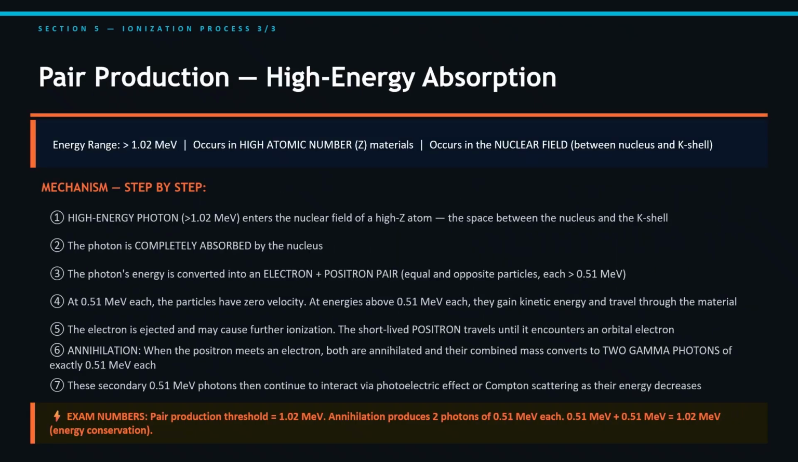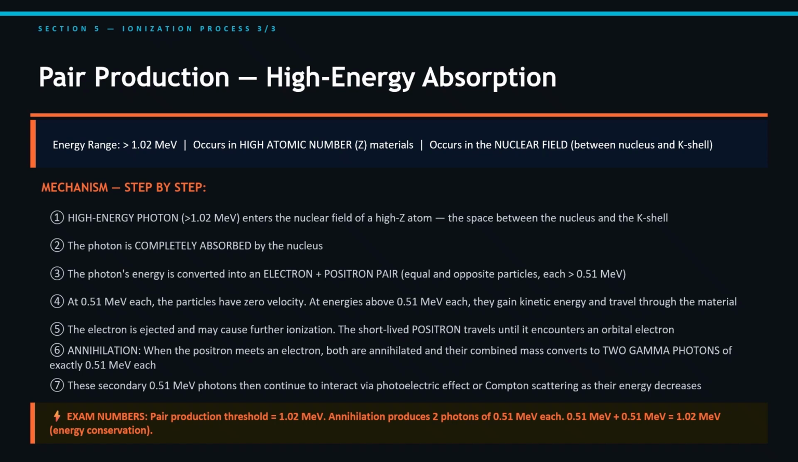Pair production becomes possible only when photon energy exceeds the required threshold. The critical number to remember is 1.02 MeV. A high-energy photon interacts in the field of the nucleus and is converted into an electron and a positron. The minimum rest mass energy required is 1.02 MeV because each particle has a rest energy of approximately 0.511 MeV.